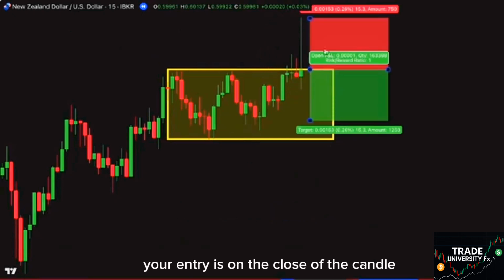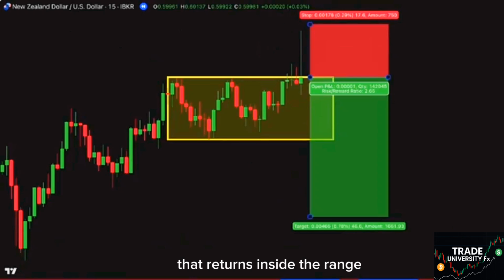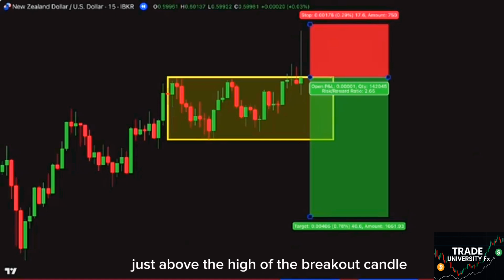Your entry is on the close of the candle that returns inside the range. Place your stop loss just above the high of the breakout candle. Your target is the next major support level. This setup lets you ride the markdown, the acceleration phase to the downside, after smart money has trapped retail traders.